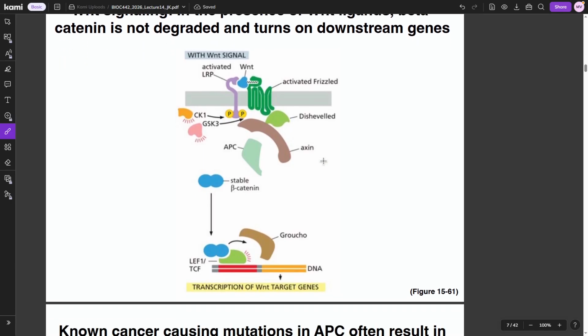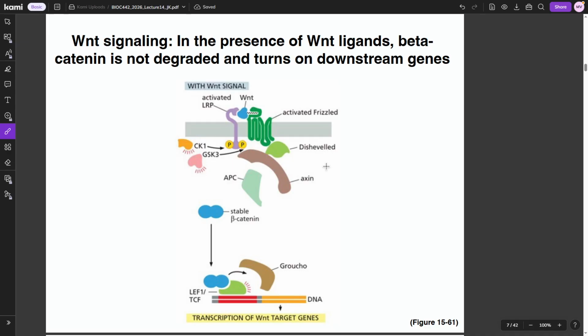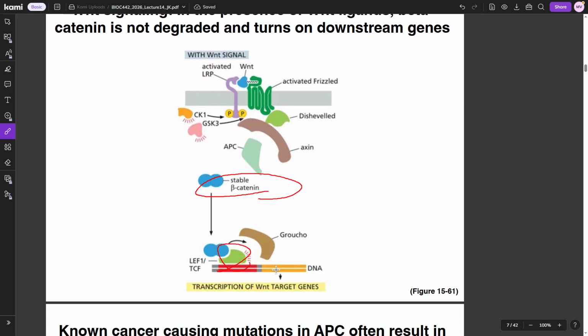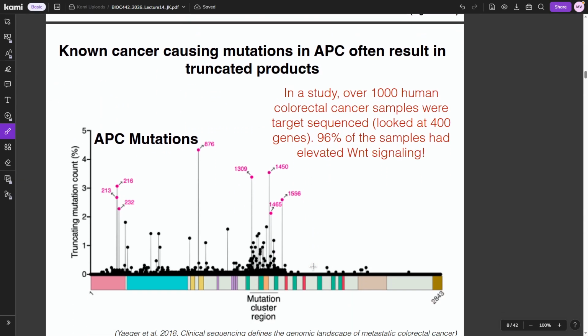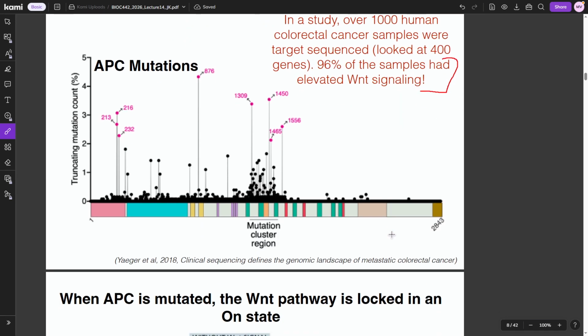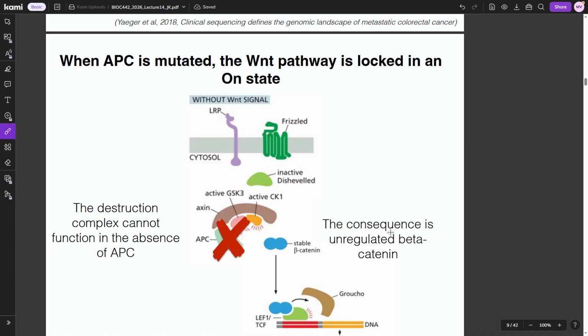Already talked about all of this, so I'm not gonna harp on it, but when beta-catenin is not degraded, it activates this, and then you get all sorts of production of genes that lead to division. Cool little piece of data here, study over 1,000 humans. 96% of samples had elevated Wnt signaling, so yeah.